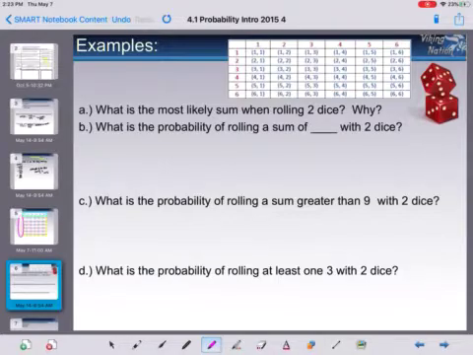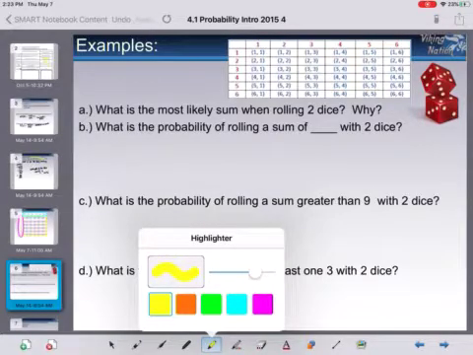Okay, so hopefully you guys identified that 7 is the most likely sum. And the reason for that is because it has the most ways to happen, the most sets of dice that can make a sum of 7 occur. So if we look at the outcome table, we can highlight everything that's a sum of 7.